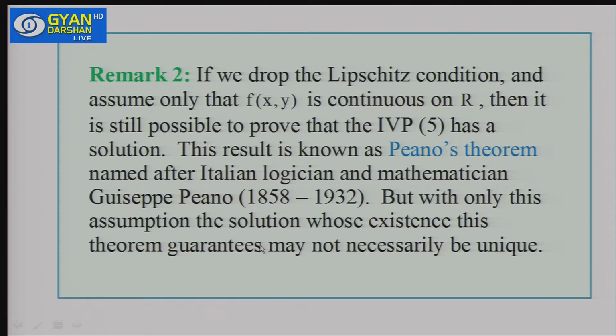So what will happen? Our theorem has two conditions: f has to be continuous, and del f del y also has to be continuous. Now if you drop the second condition, then the solution will still exist, but there is no guarantee of uniqueness.